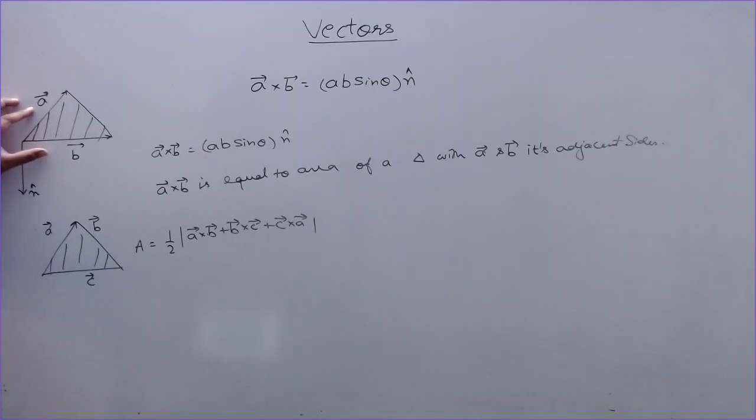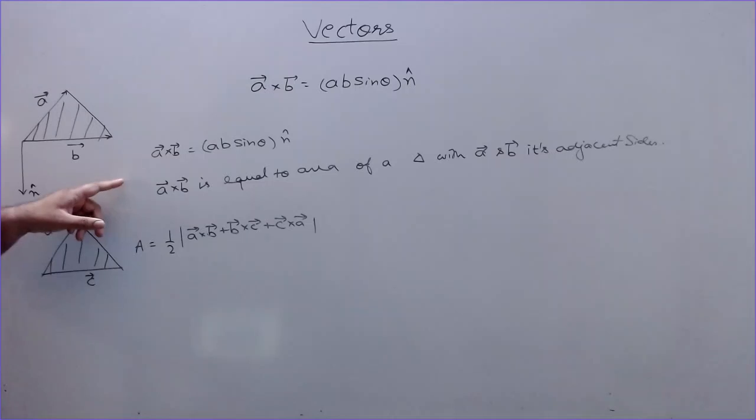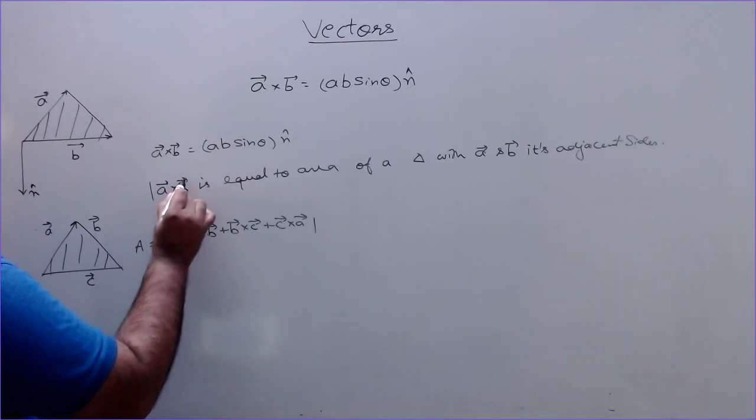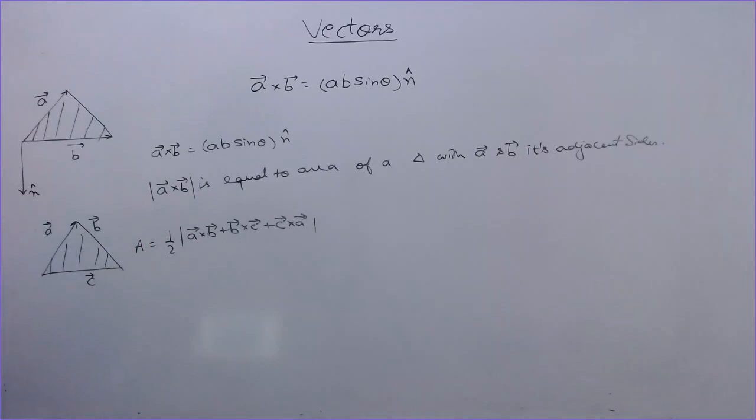In case it is formed by two adjacent vectors A and B, then the area is the magnitude of A cross B. If it is having three sides which are vectors A, B, C, then the area is given by this.